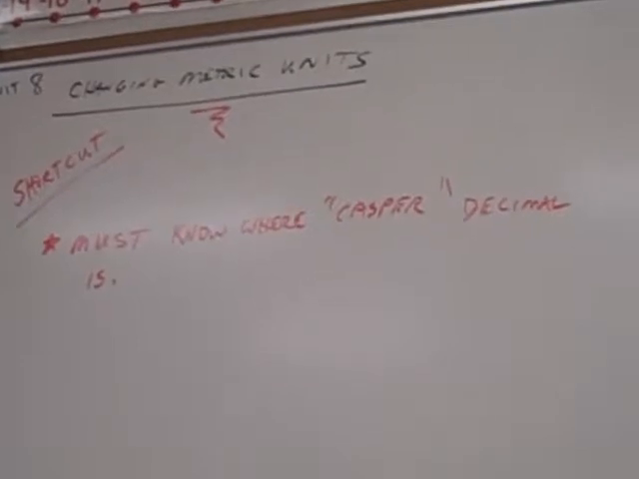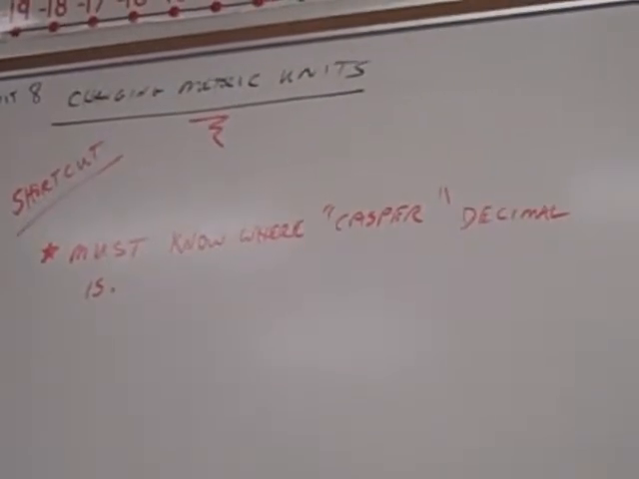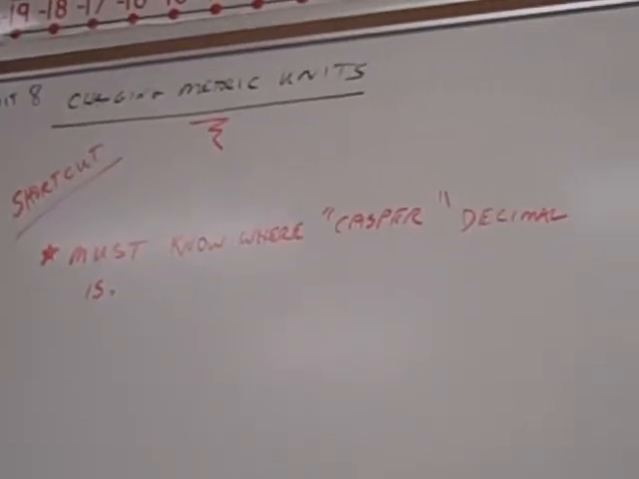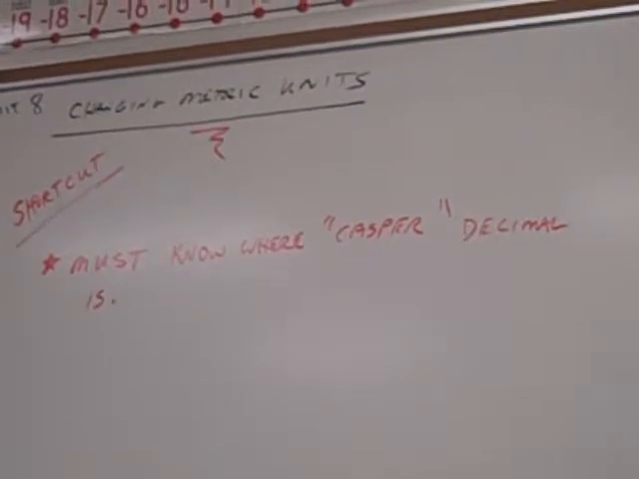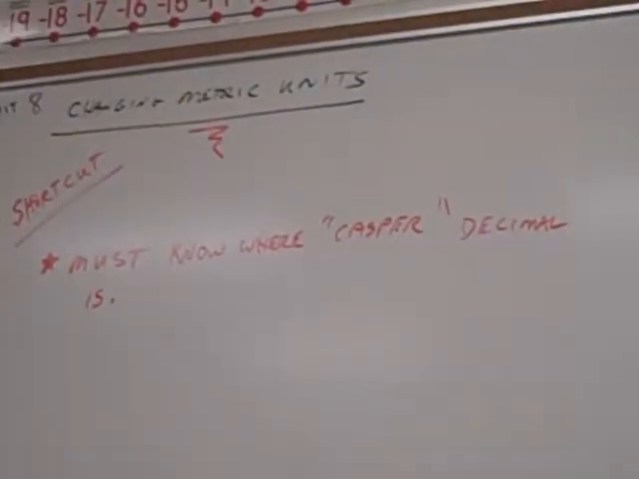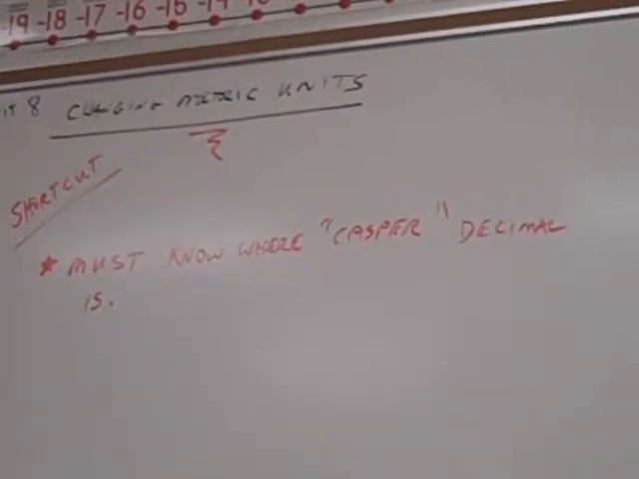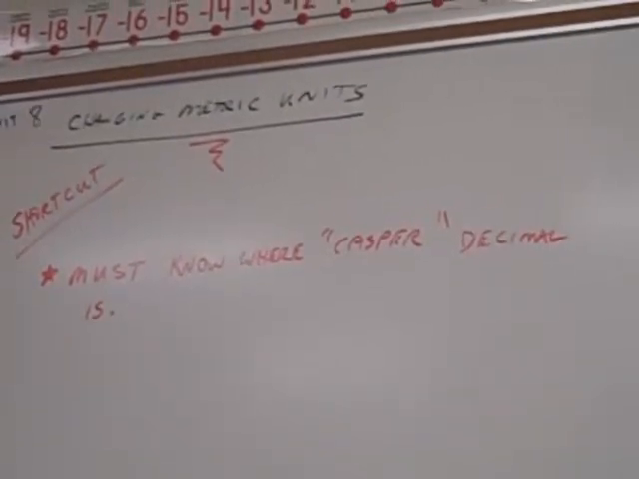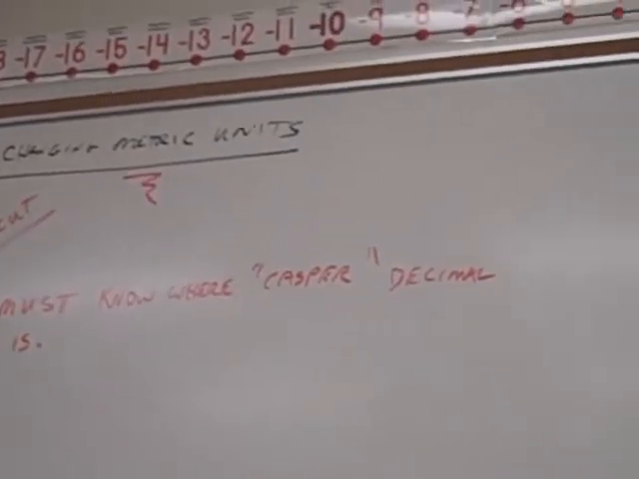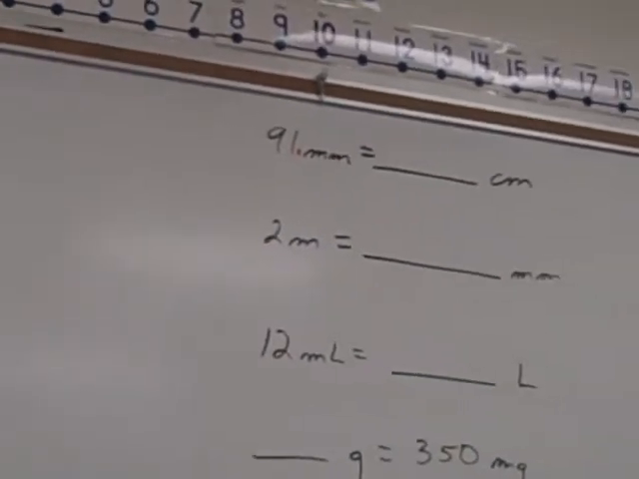So the very first example over here, I'm going to go ahead and do it for you to talk about Casper. Where is it on 91? To the right of the 1. So I'm writing it in there. You must know where the decimal is, or this shortcut is out the window. You've got to know where the decimal is to do the shortcut. So once we know where Casper is, boom, it comes easy.